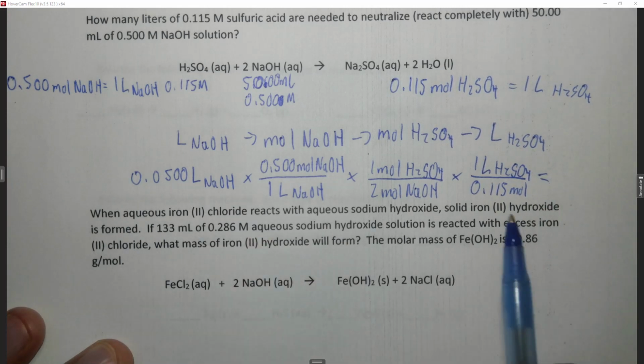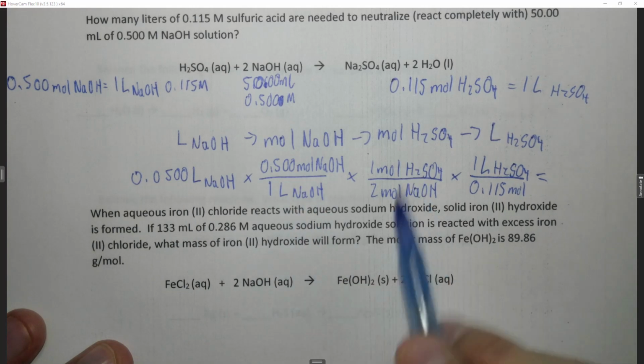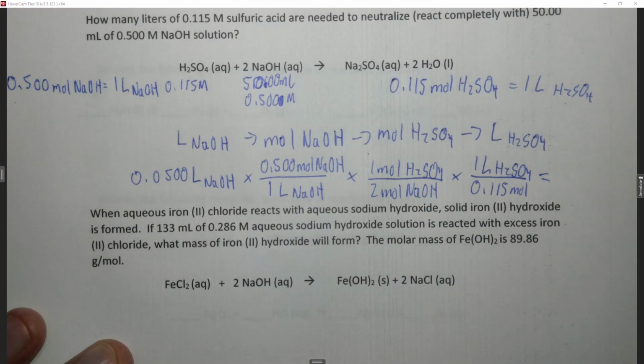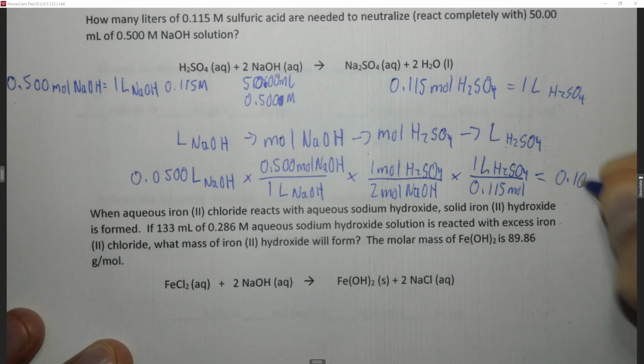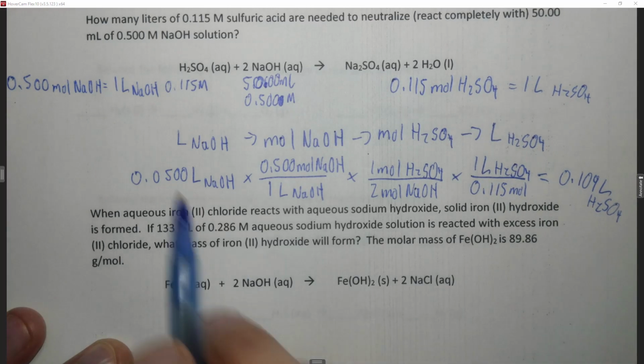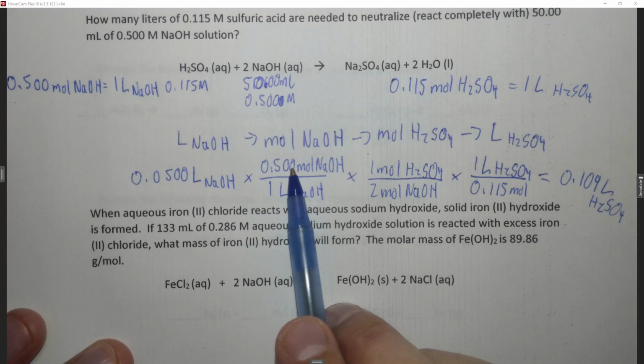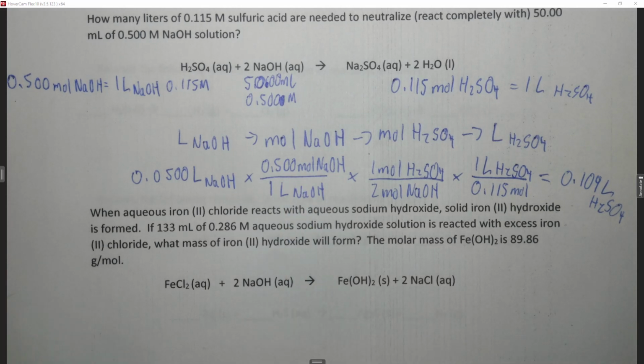Now that we've got this all set up, which is the hard part, now we have to do the math. So just multiply by the top, divide by the bottom, repeat to the end, and we find that it's 0.109 liters of this H2SO4 solution that can be completely neutralized by this 50 milliliters of this half molar solution. So that's basically how that works.